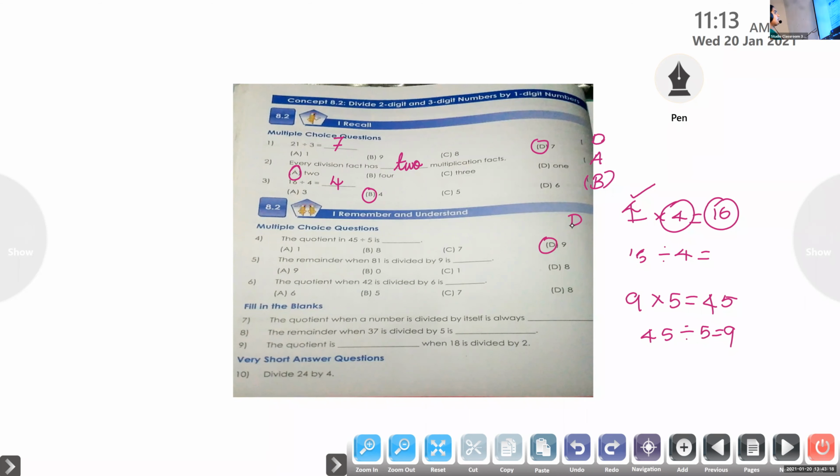Next question, Asher. Asher, please read the next question. Ma'am, 1 by 3. Abhinav, read the next question. Ma'am, the remainder when 81 is divided by 9 is dash.